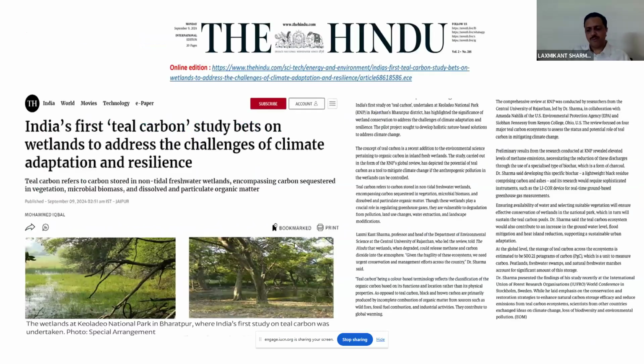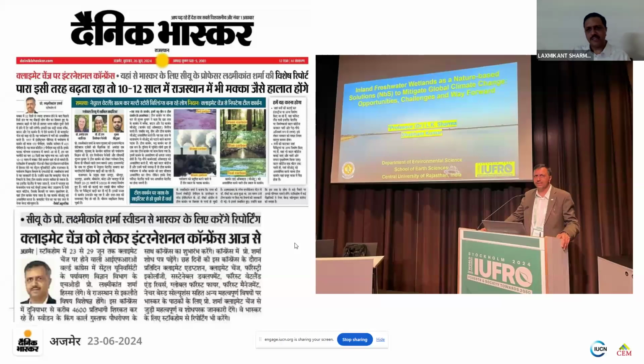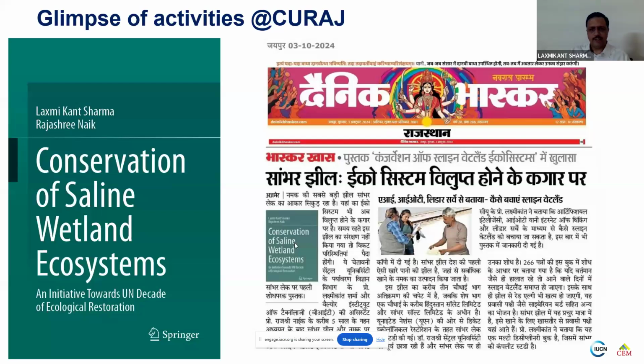The study is also covered in The Hindu, which was recently published, and this is the way by which we are showing some glimpses of our publications in teal carbon studies. And at the IUFRO conference in Sweden, I also presented this same topic on teal carbon mitigation on a global level platform, and Toronto University of Canada is already placed as our team member. So this is the way forward.